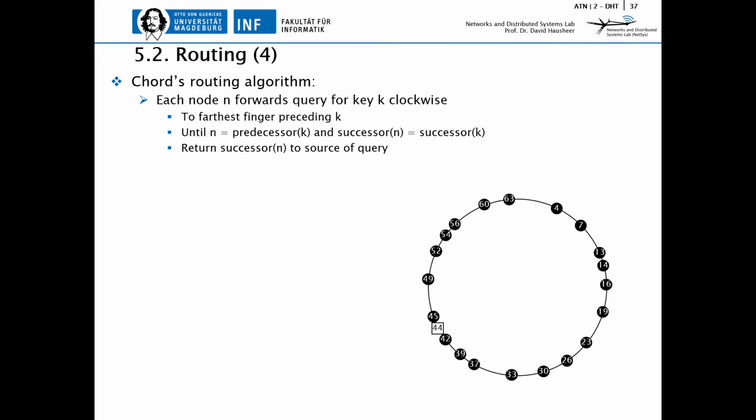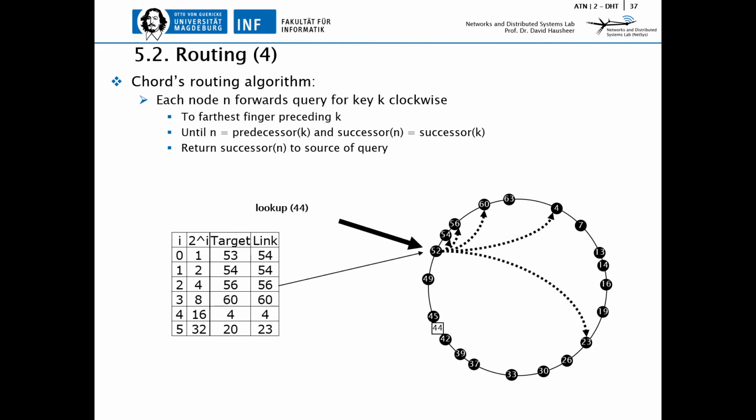And if that last condition is met, then we have found the successor of k, and so we can provide that result to the source of the query. So let's look at an example. Here we are interested in key 44, and we start at an arbitrary node, in this case node 52. Node 52 has the following finger table, and thus sends the query for key 44 according to its finger table.